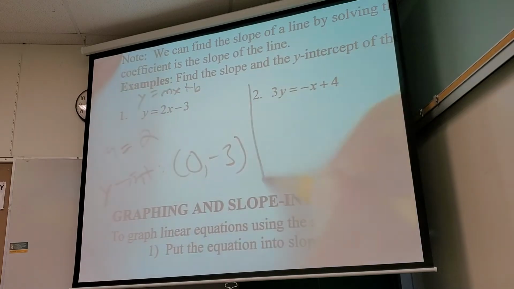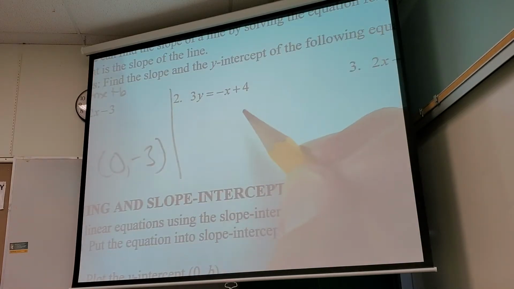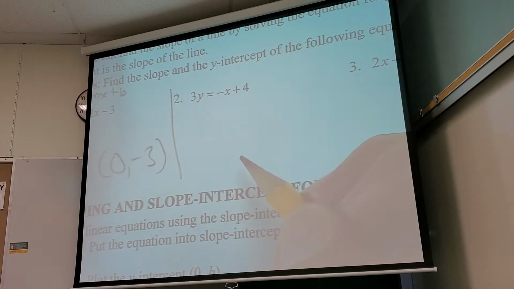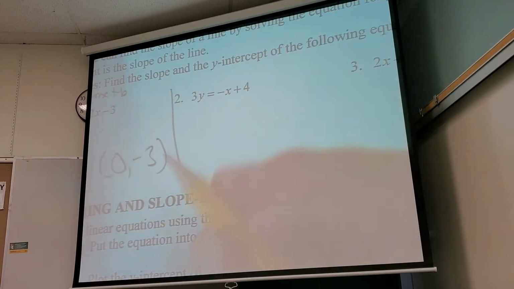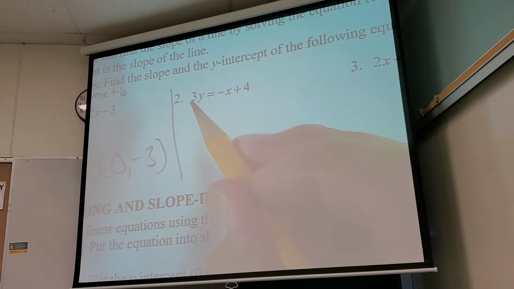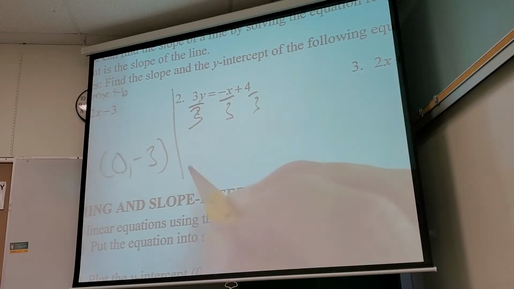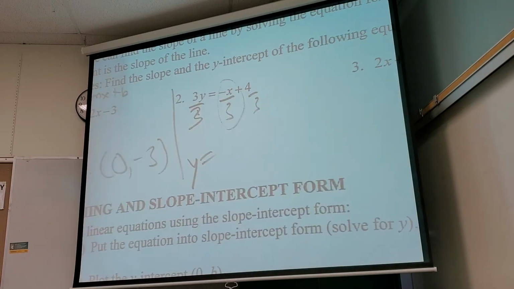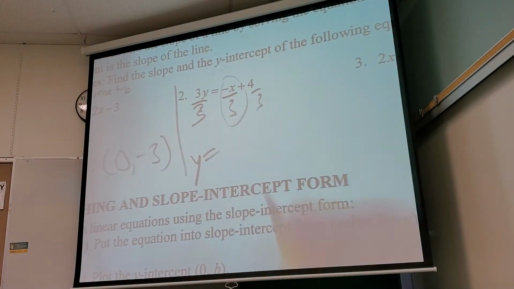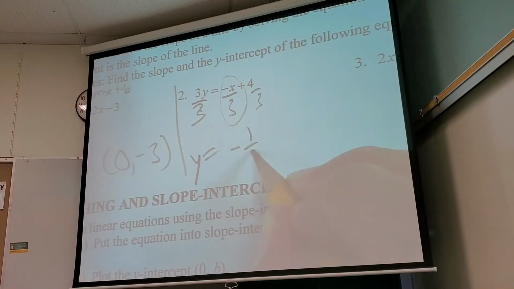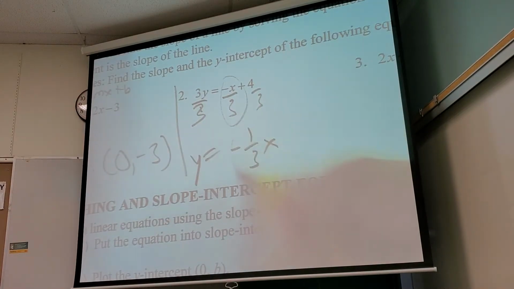Okay, good job. What's wrong here? Slope is not negative 1. Right? Why? There's a divide by 3. Those stupid 3s in the way. I don't have y by itself yet. So divide each thing by 3. Can you guys see a better way to write this? Negative 1 over 3x. Good, negative 1 over 3x. Then I can see the slope better.